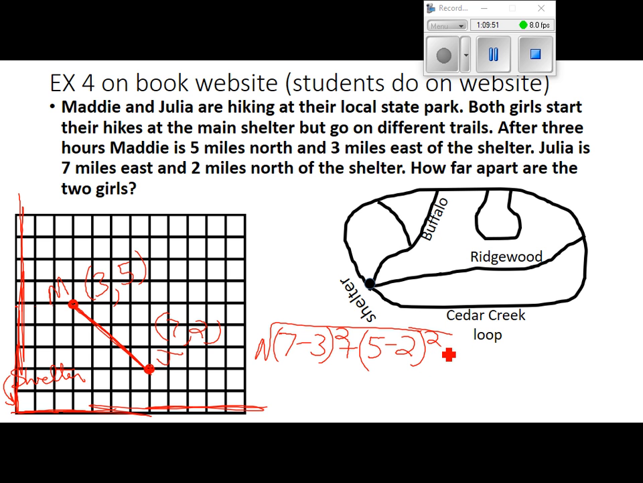Somebody punch all that in for us and tell me what that comes out to before you take the square root. Is that right? 25. Anybody else get 25? What's the square root of 25? Comes out even, doesn't it? How far apart are they? 5 miles.